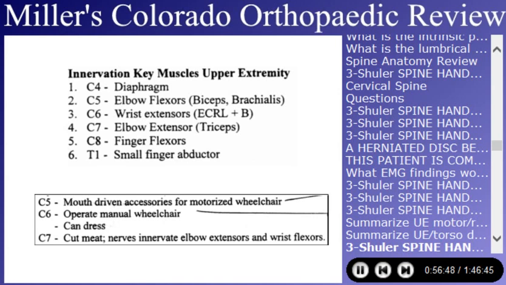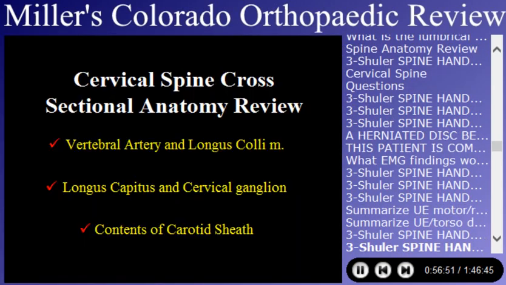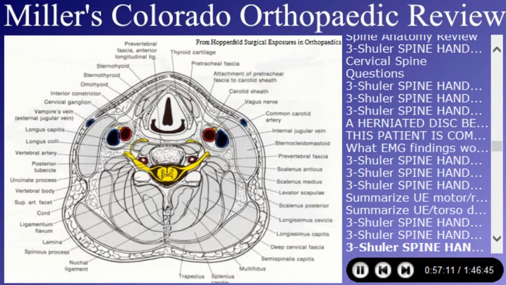And this diagram is actually from the next lecture, so that'll be covered. Key testable items on cross-sectional anatomy. You got to know the vertebral artery relationship to the longus colli muscle. No questions asked. You got to know that. You got to know the longus capitis and cervical ganglion relationship. Contents of the carotid sheath, and we'll go over each one of these. Right now, cervical ganglion shown here. The muscle directly posterior is longus capitis, or the way to think of it, anterior to longus capitis is the cervical ganglion.